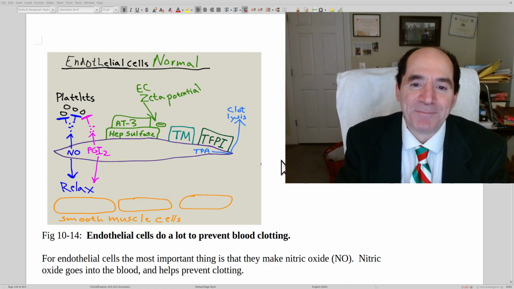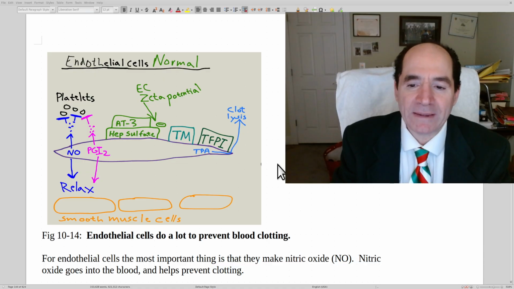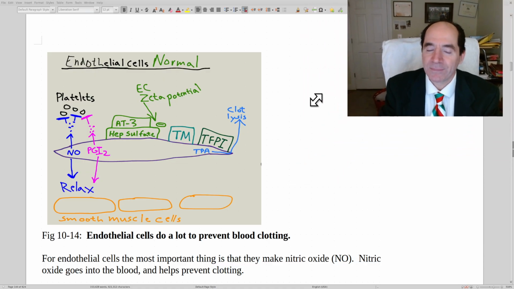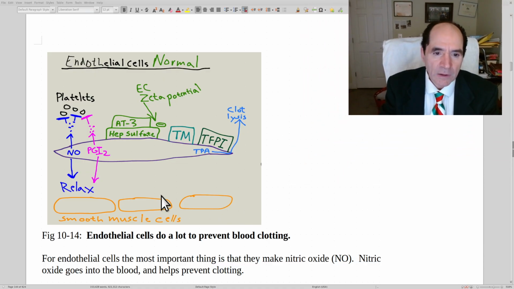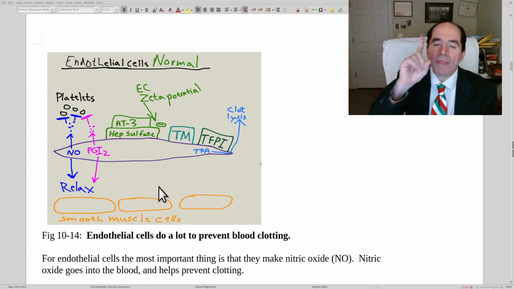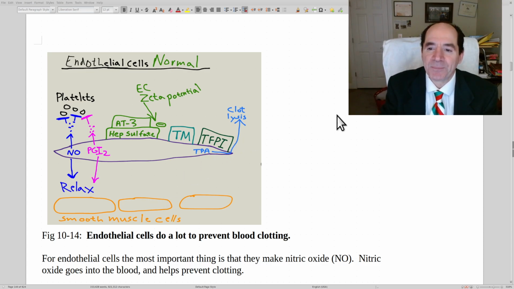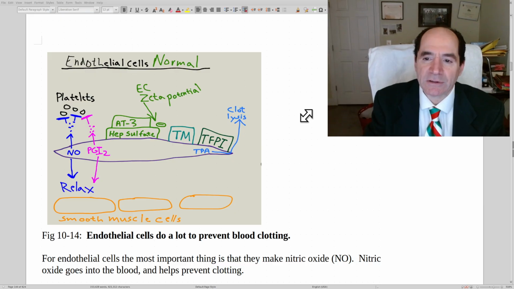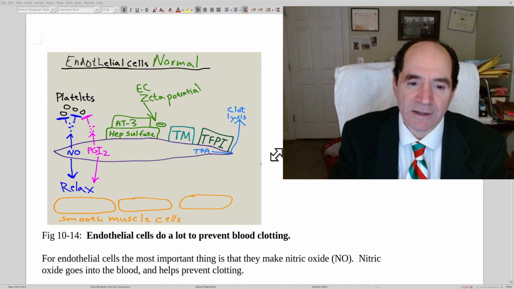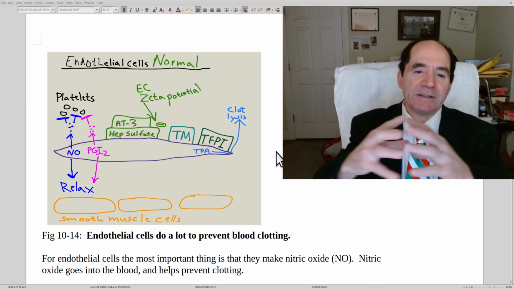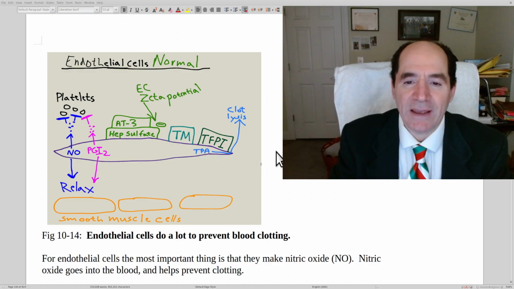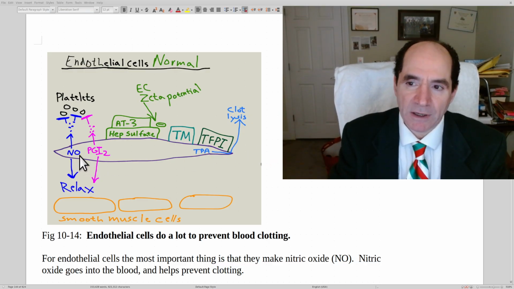So you don't want this happening. The most important thing to know, if you only know one thing about the endothelial cells, the arterial lining cells called endothelial cells, and endo means inside, so they're inside the lumen of the artery, the most important thing is that it makes nitric oxide.